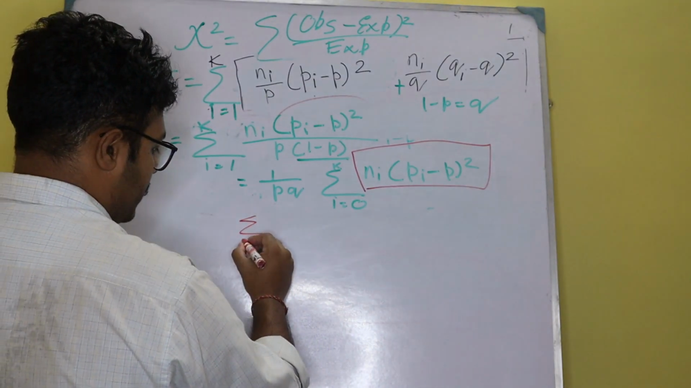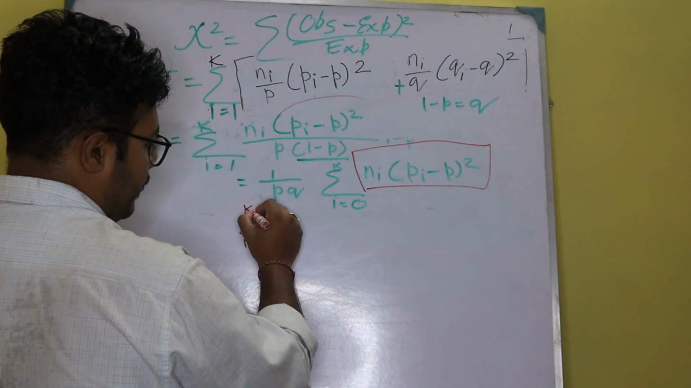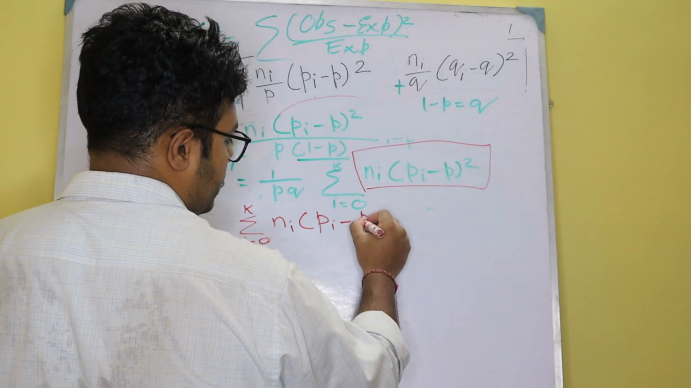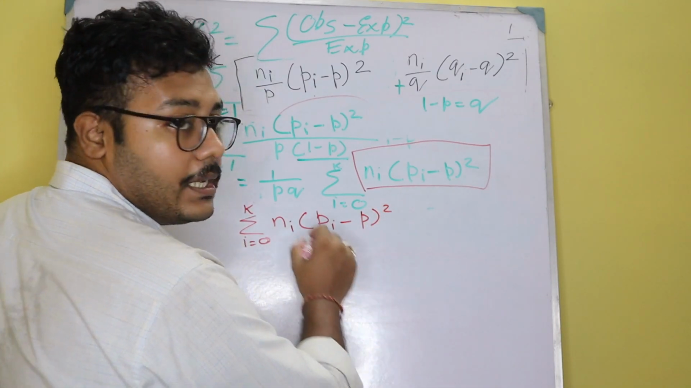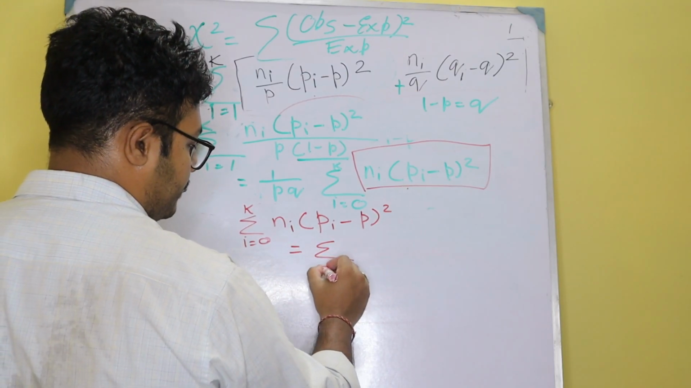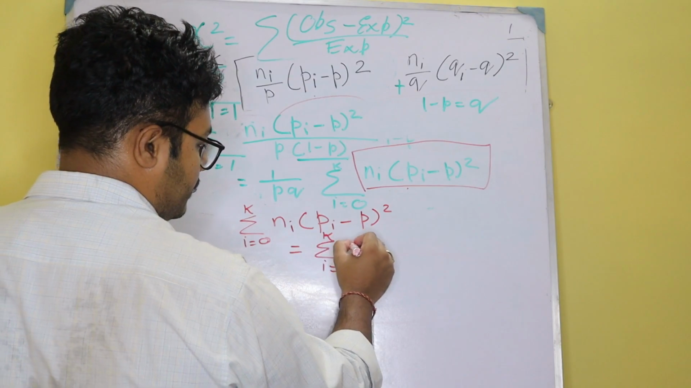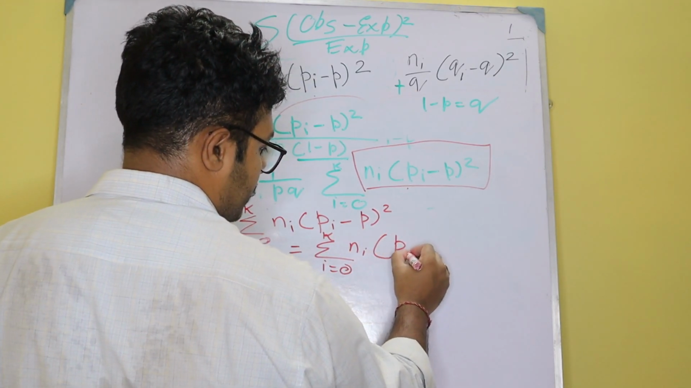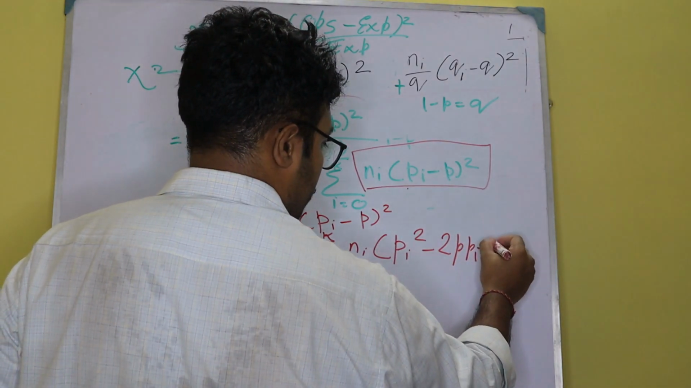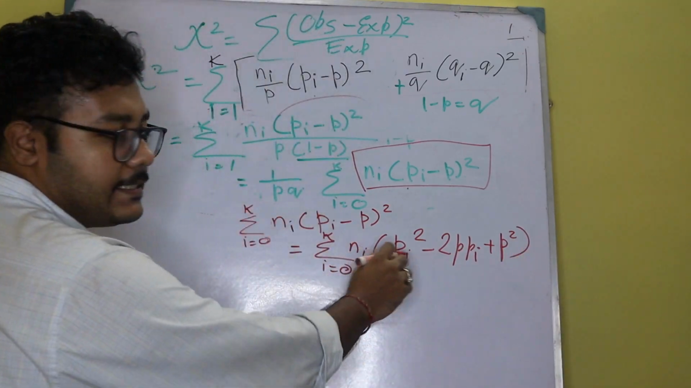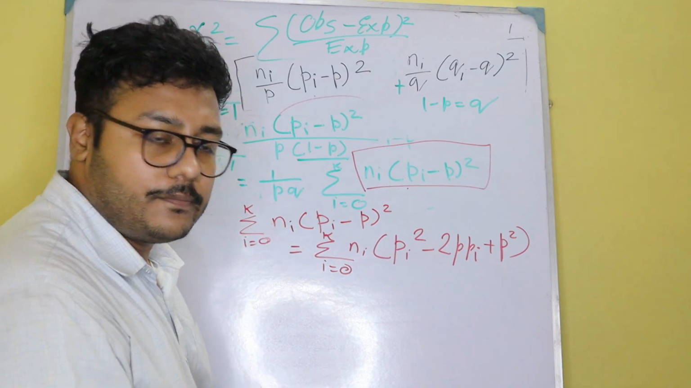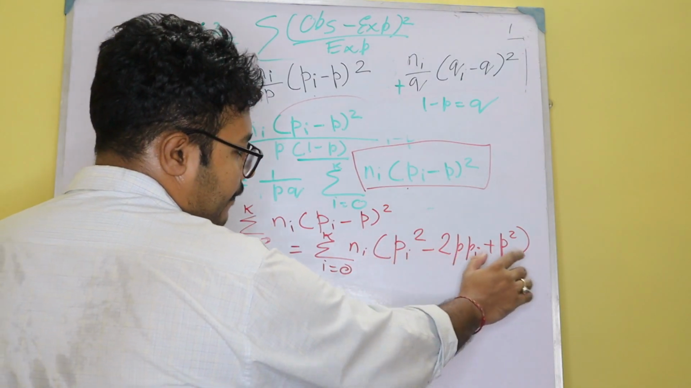Summation of i equal to 0 to k, ni minus pi minus p whole square. This is the thing. So if we expand this, what we get is, this is the thing. It's just the formula I have used. Now we have to multiply here everything.